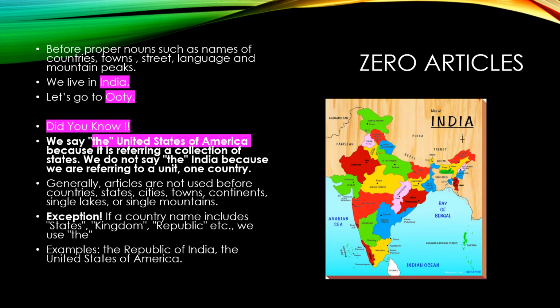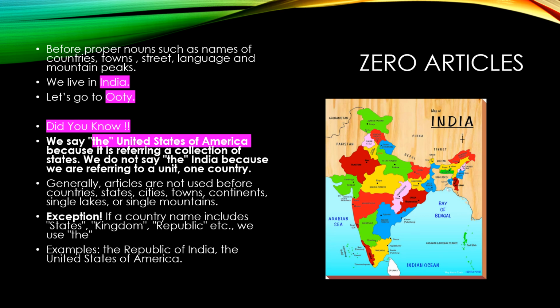We do not use articles before a proper noun such as names of countries, towns, streets, languages, and mountain peaks. For example, we live in India. Let's go to Ooty. However, did you know we say the United States of America because it is referring to a collection of states. We do not say the India because we are referring to a unit or one country.